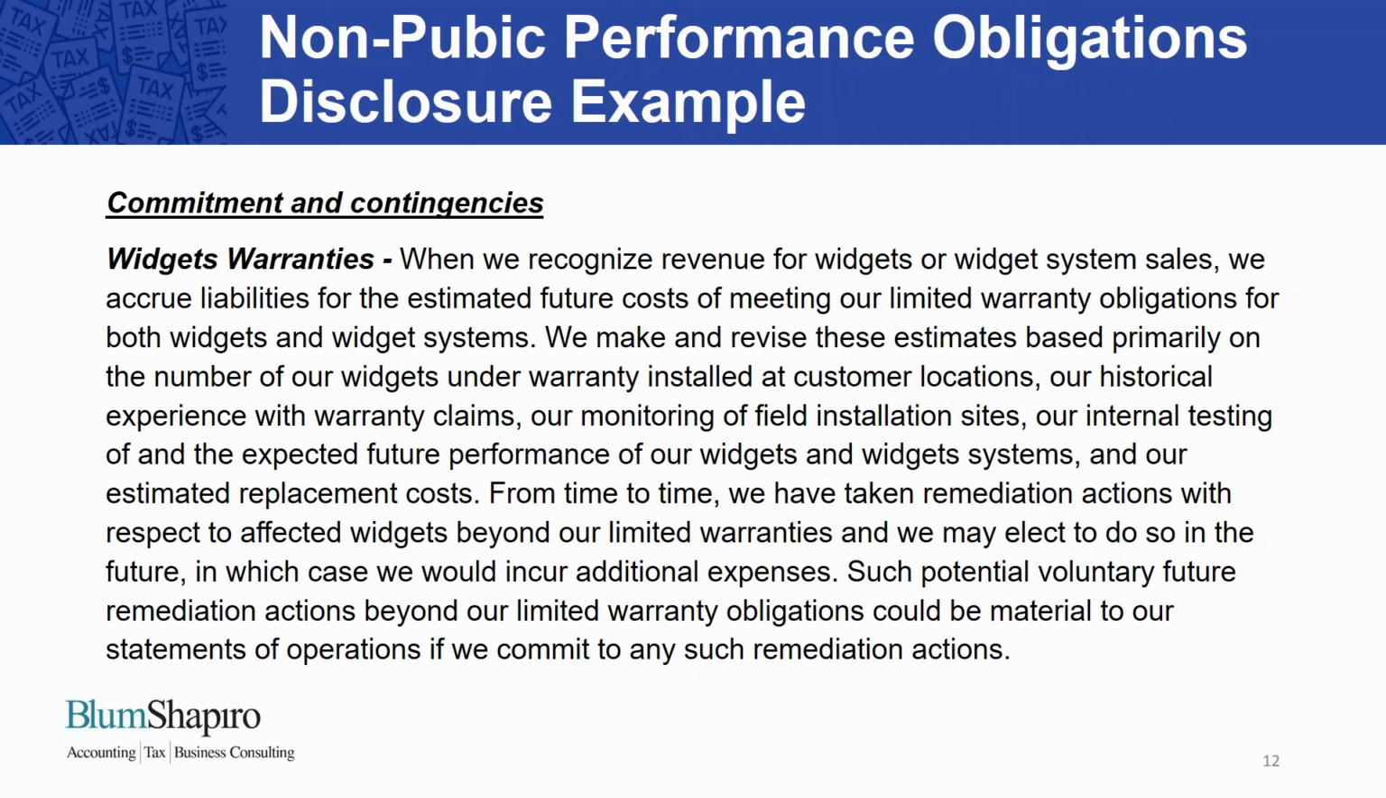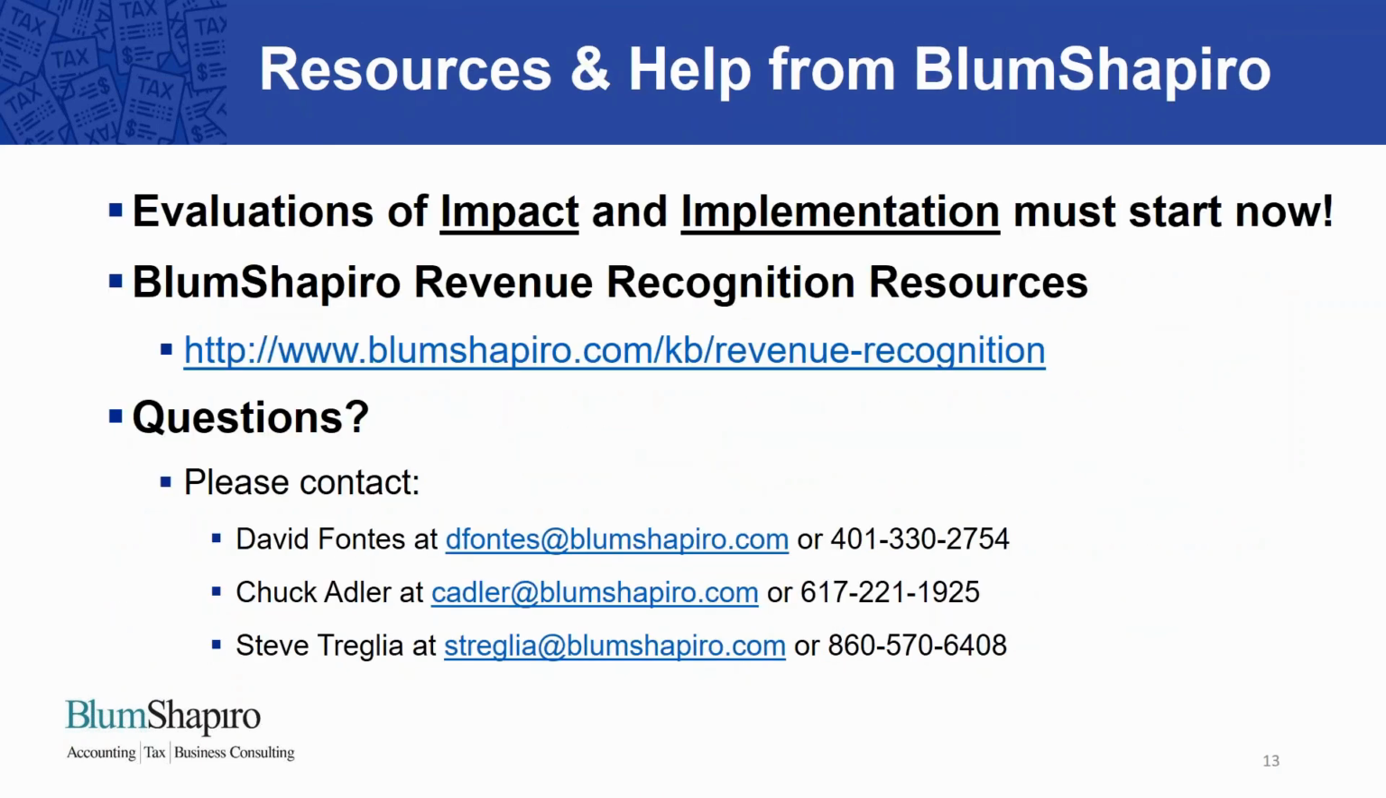Once again, I won't read this example, but these slides will be available to download from the BlumShapiro Revenue Recognition Resource website. So in closing, the disaggregation of revenue and contract with customers and performance obligations are the 3 required disclosure areas for private companies under the new revenue recognition standard. It's important for private companies to start to evaluate the impact that these disclosures will have on their business. So it's important that evaluation of the impact of the new standard starts now.